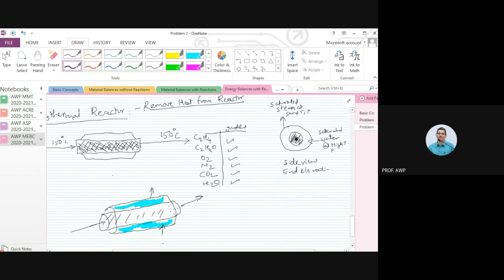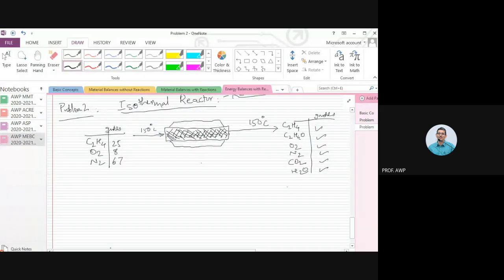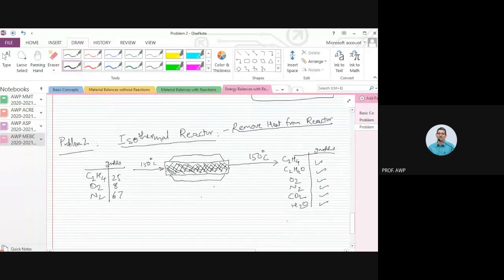Everybody can visualize? Yes, sir. All right. Anyway, that was just a way to visualize. It does not change our solution in any way. I was just explaining to help you visualize. Saturated water enters and saturated steam goes out.